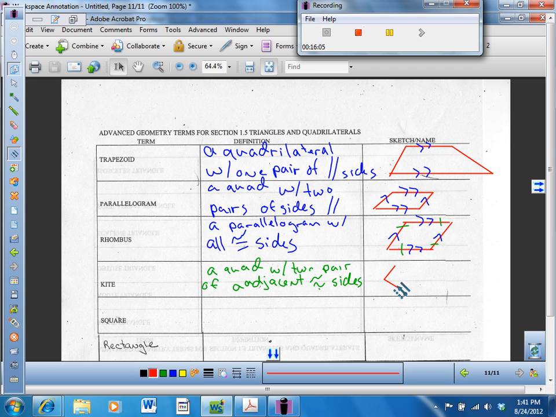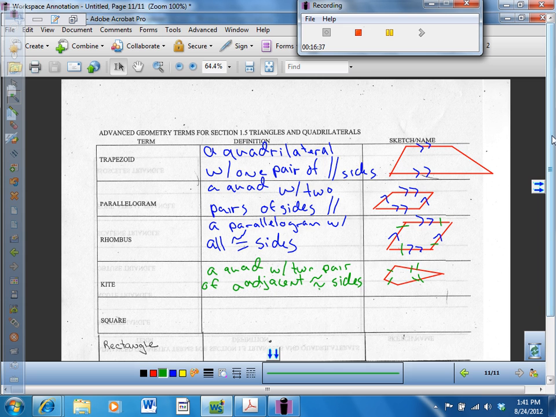So a kite kind of looks like a diamond, but if you want to indicate a kite that's not a rhombus, and I think that in our book, a rhombus cannot be a kite, okay? So those two pairs of sides that are adjacent cannot be equal to each other, so this can't be congruent to that. You understand that? So these are different and these are different, but these two next to each other are the same.